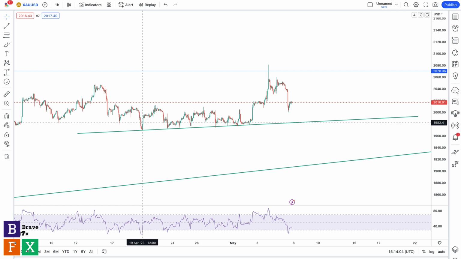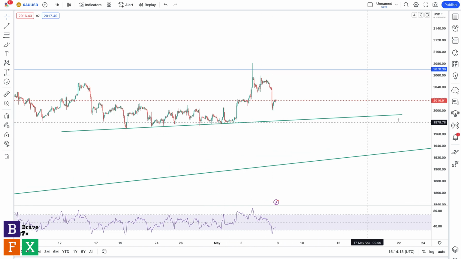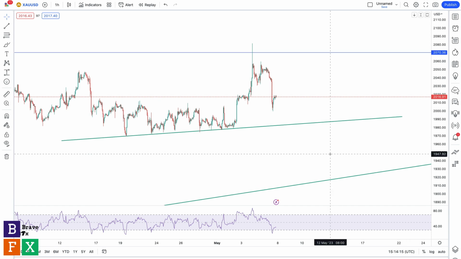We kept bouncing up. So we had 1, 2, 3, 4, 5, 6, 7, 8. So we had 8 bounces off of this trend line. So this means this trend line is a very significant price level to pay attention to, right?